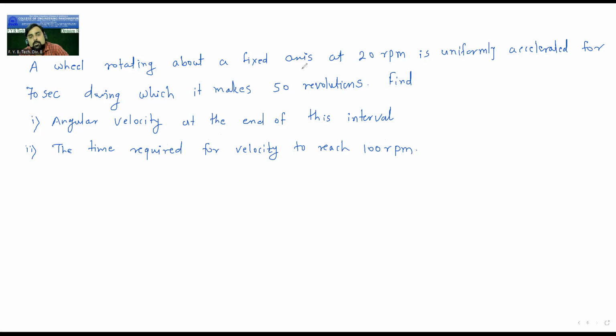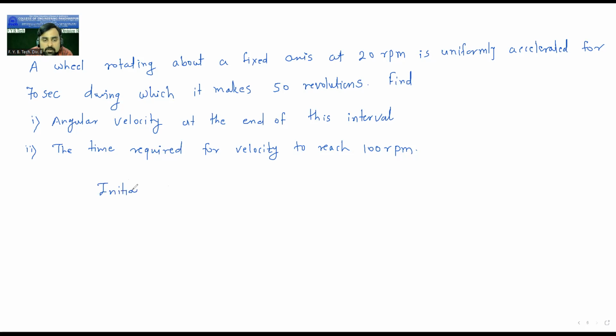So read the problem. The wheel is rotating about a fixed axis at 20 rpm. So from the 20 rpm we can calculate its angular velocity. It is uniformly accelerated for 70 seconds, during which it makes 50 revolutions. We need the angular velocity at the end of this interval and the time required for the velocity to reach 100 rpm. So first, the wheel is rotating at 20 rpm, so that initial velocity we will calculate.